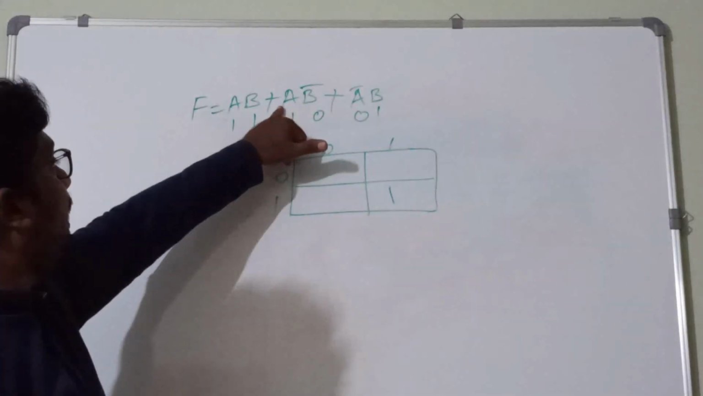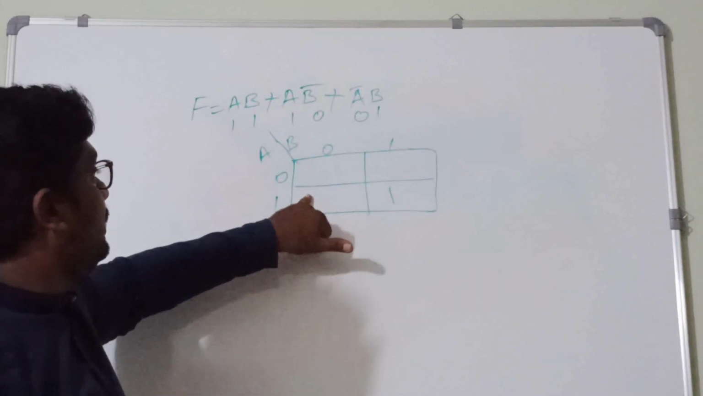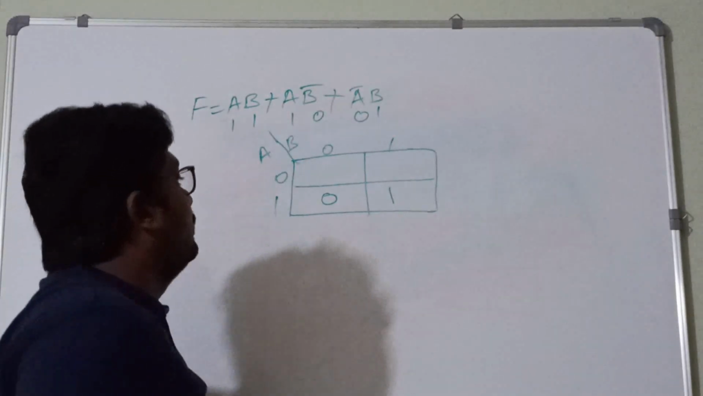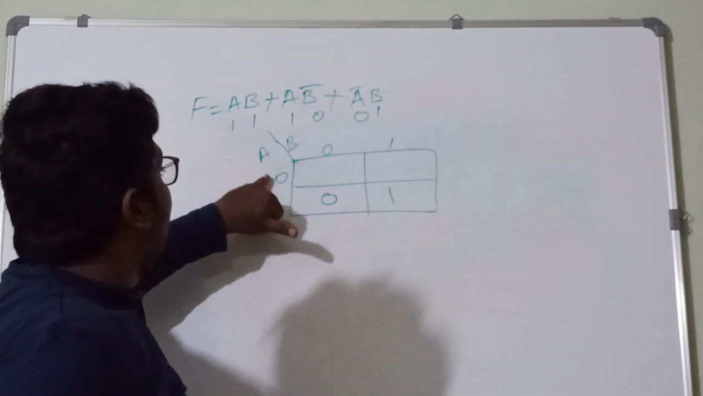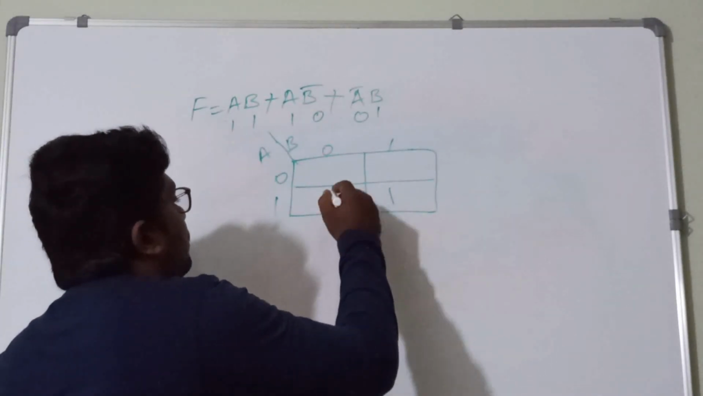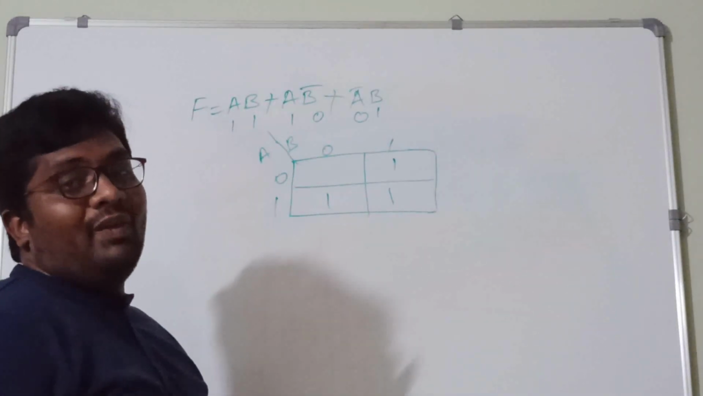The next one is A is 1, B complement is 0. So A is 1 and B is 0. So the next one is A is 0 and B is 1. So A is 0 and B is 1. So these are the 3 minterms we will be having.